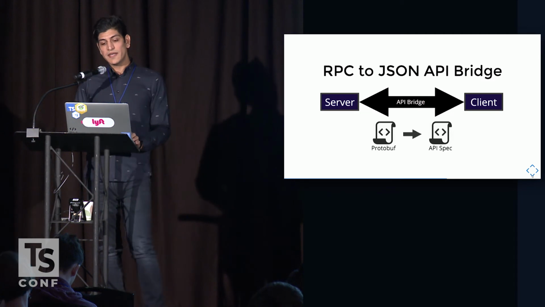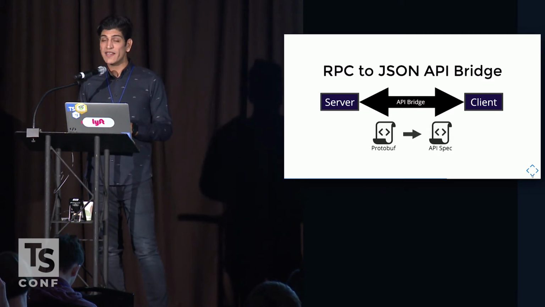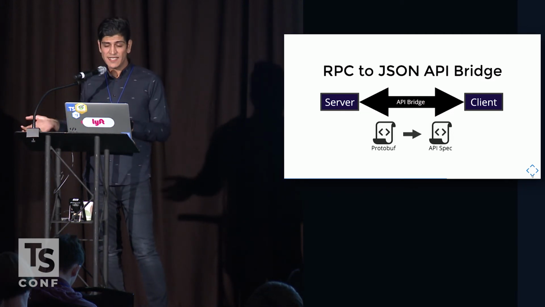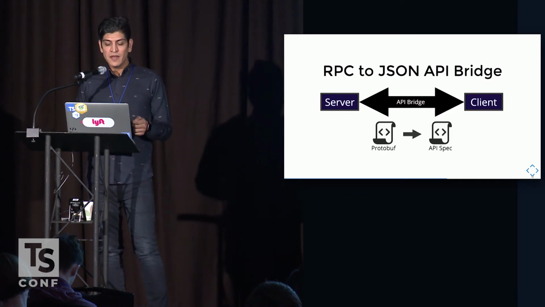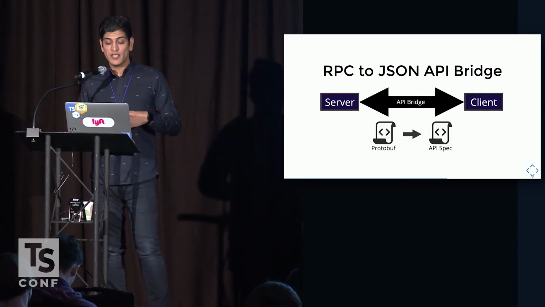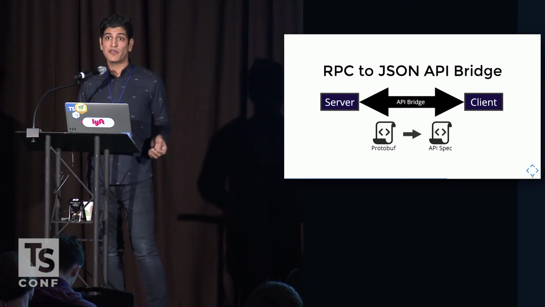This is another use case, using Swagger as a bridge between RPC and JSON. I'm not going to talk too much about it, but it is good to know that Swagger can be used for leveraging your existing gRPC protobuf-based servers.